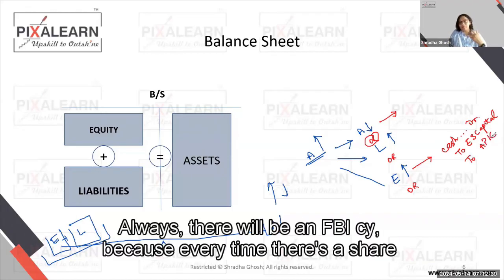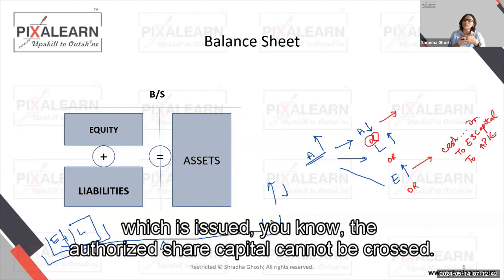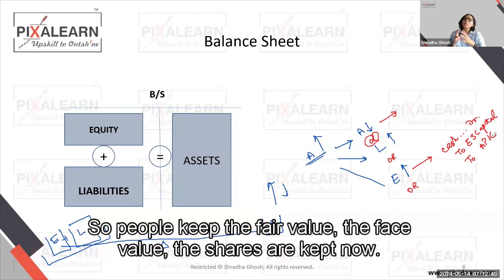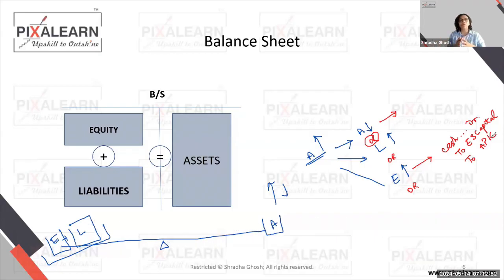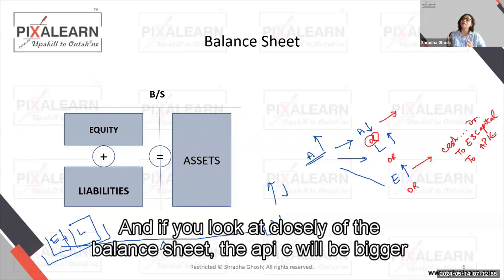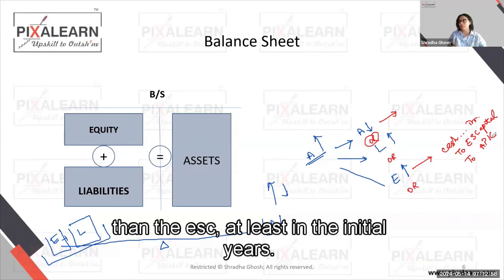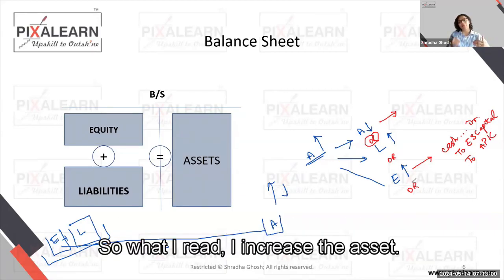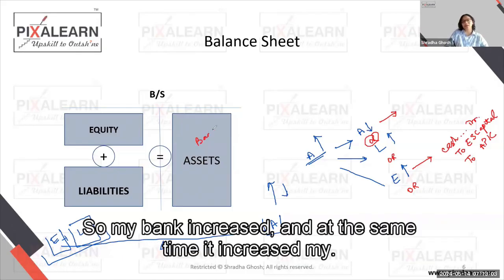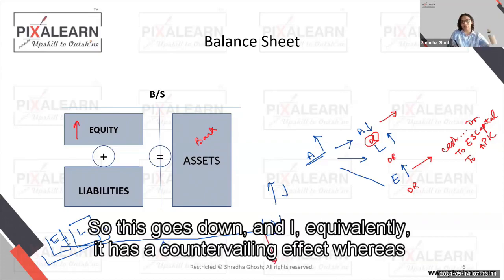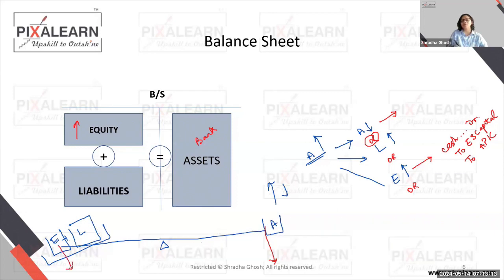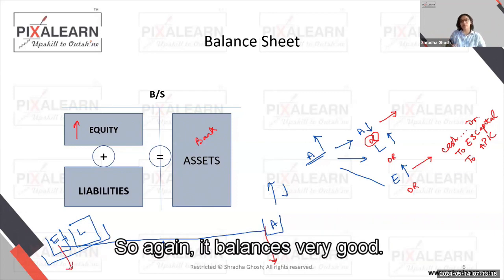Why? Because every time a share is issued, the authorized share capital cannot be crossed. So people keep the face value of the shares down, and generally there would be a share premium. If you look closely at the balance sheet, the APIC will be bigger than the ESC, at least in the initial years. So what I did, I increased the asset. My bank increased, and at the same time, it increased my equity. So on one weighing scale, I put something here, and it has a countervailing effect on the other side. So again, it balances. Very good.